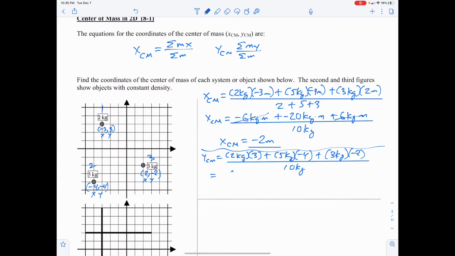That would be 6 plus the negative 20 minus the 6 over 10. And for this, we're going to get negative 2 as well. So the center of mass is at the coordinate points negative 2, negative 2.